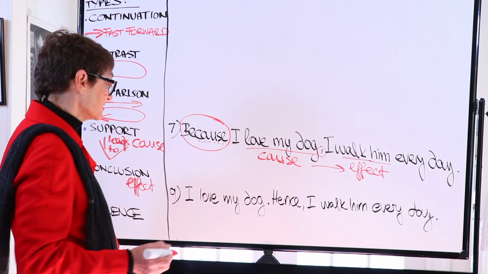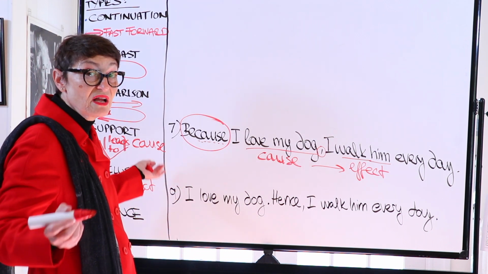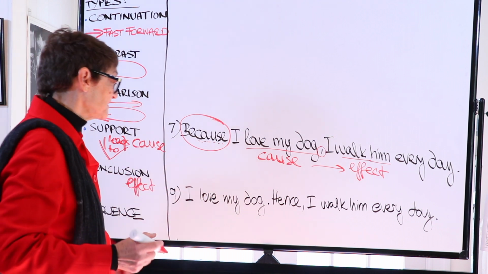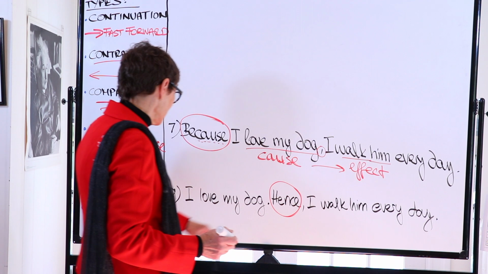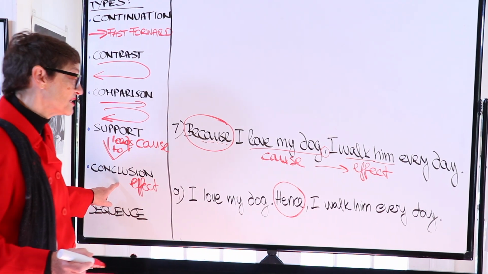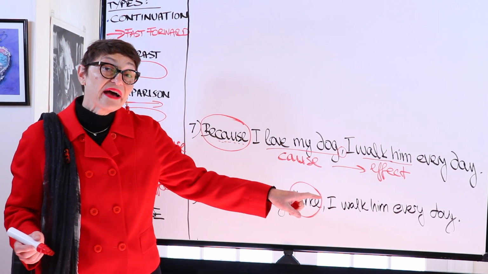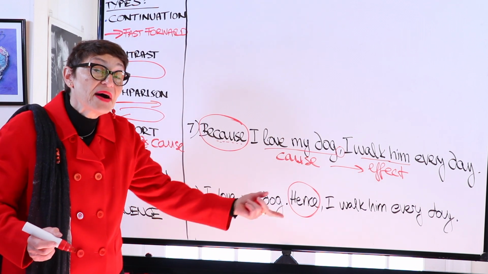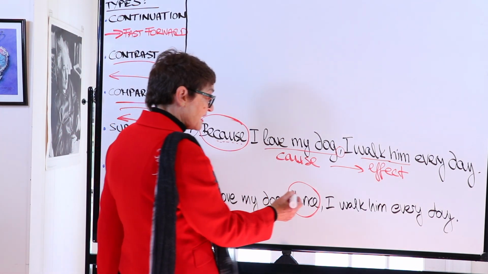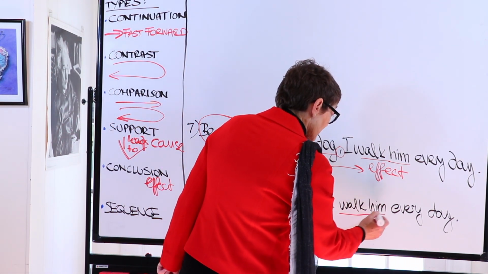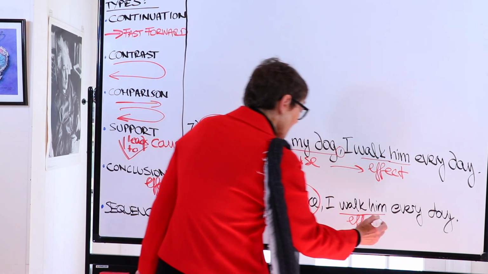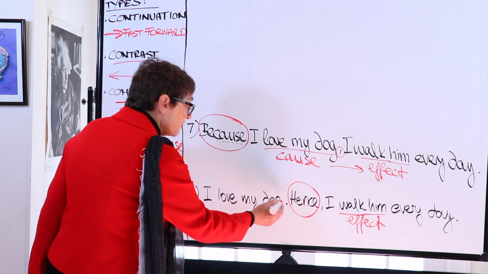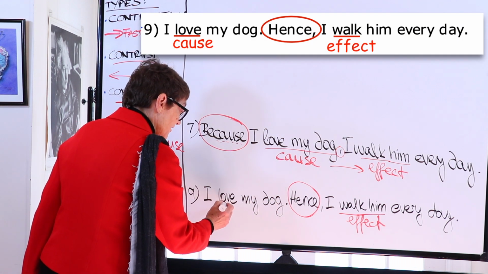So let's look at the second sentence. I love my dog, period. No transition here. We don't know where this is leading. But the second sentence here does. We start with a transition. Hence is a typical conclusion transition. That means I know after hence, I must have the effect. I must have the conclusion. Again, this is the effect, which also means before the hence, I have to have the cause.